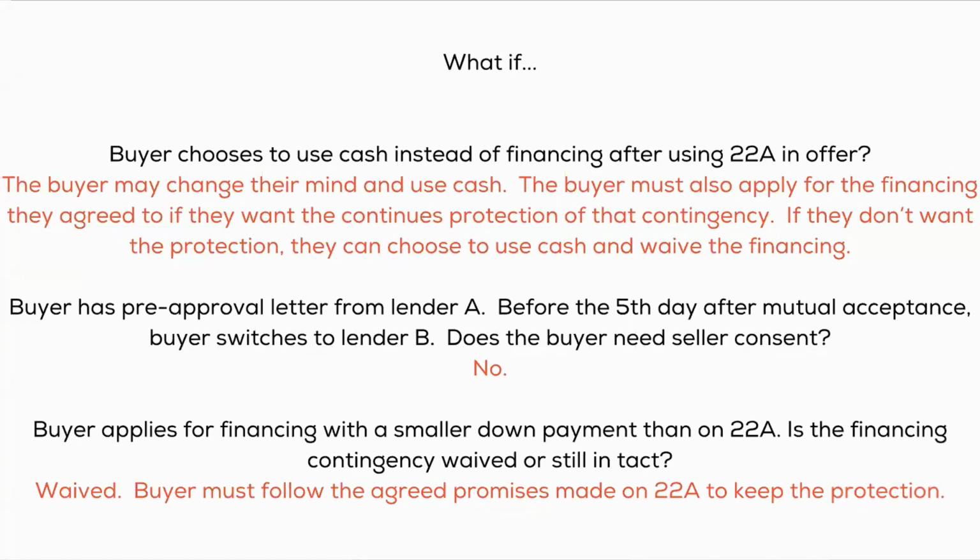And what if the buyer applies for financing with a smaller down payment than the 22A? Is the financing contingency waived or still intact? Well, technically it's waived. The buyer didn't do the things they agreed to on the 22A. So they can't keep the protection of what they promised to do by not completing their part of it. So when you get your buyer approved by that 5th day, as a seller or even a buyer's agent, everybody should be looking to make sure that financing type, the down payment, and the timing was met.